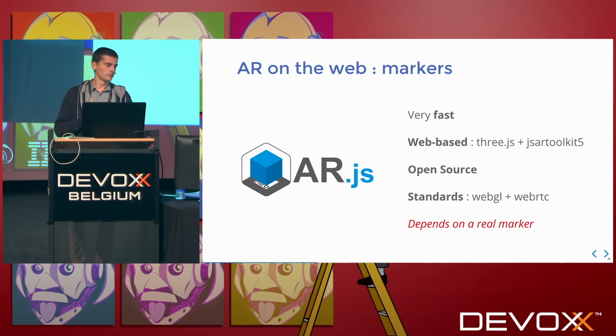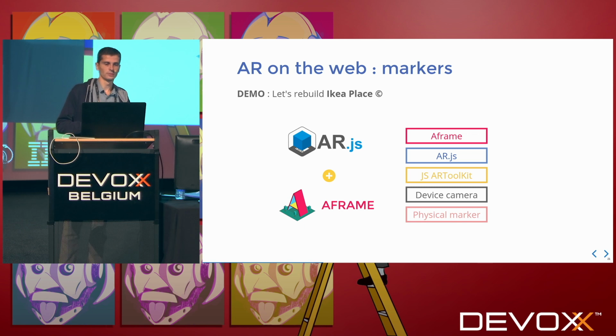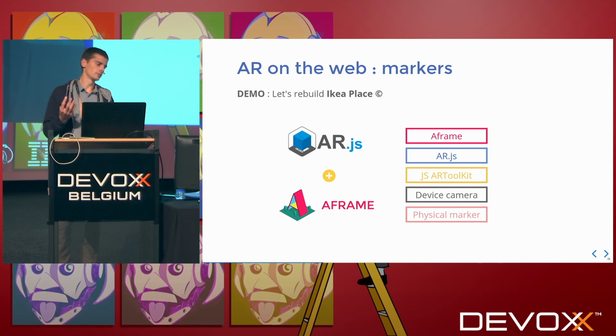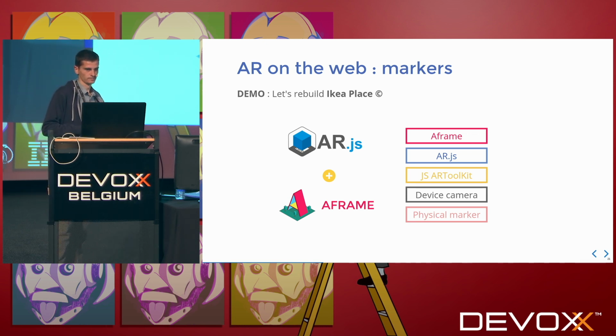So I did a little demo with that, where I am trying to recreate IKEA Place with just AR.js and A-Frame, which is a VR framework for creating VR and now AR experiences. On top of that, at the bottom we have the device camera and the physical marker, and on top of that we have A-Frame and, in between, AR.js.